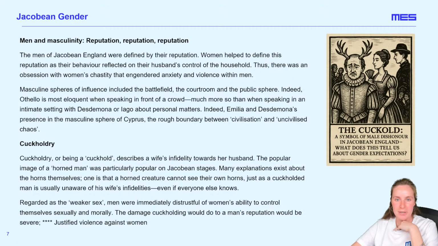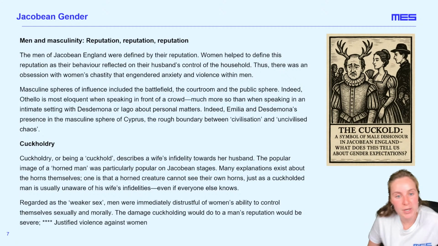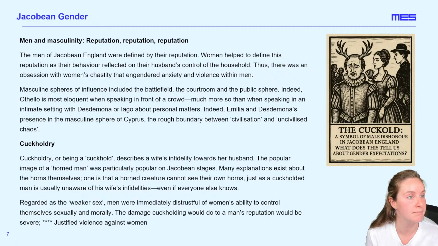So men of Jacobean England were defined by their reputation. Women helped to define this reputation as their behaviour reflected on their husband's control of the household. Thus, there was an obsession with women's chastity that engendered anxiety and violence within men. Masculine spheres of influence included the battlefield, the courtroom, and the public sphere. So we've seen that these are the places of setting in Othello. Indeed, Othello is the most eloquent when speaking in front of a crowd, much more so than when speaking in an intimate setting with Desdemona alone, or Iago about personal matters.